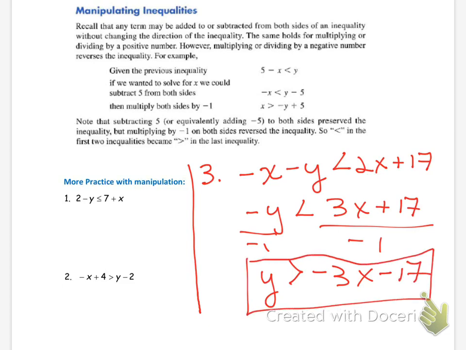Okay, so be very cognizant of when you flip the inequality. It's not when you add or subtract, it's when you multiply or divide by a negative. That's going to flip your inequality sign.